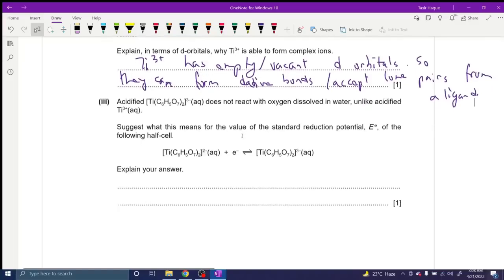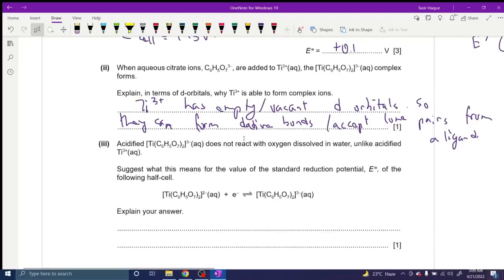That also works. Okay, aqueous titanium complex does not react with oxygen dissolved in water, unlike aqueous titanium 3 plus. That's odd. Although we have titanium 3 plus here, it's the same titanium, but it's just in the form of a complex. It does not react with oxygen. State what this means for the value of standard reduction potential.